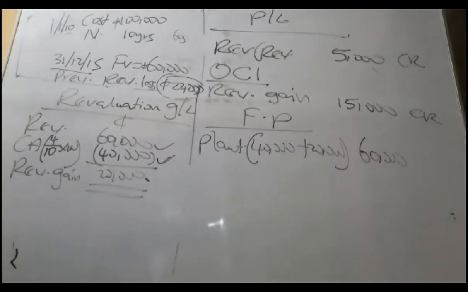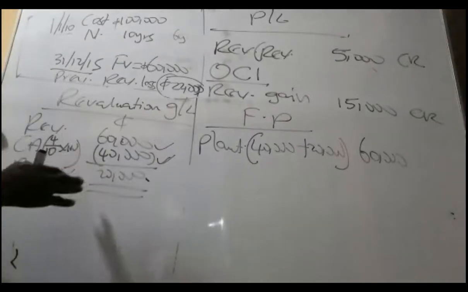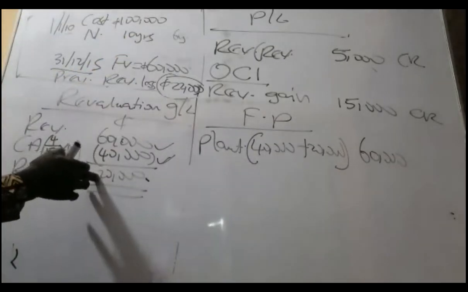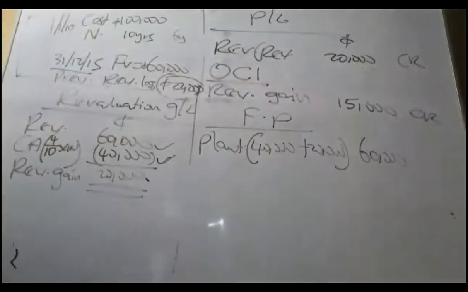If the loss happened to be 22,000, it means that the gain that we have is not enough to even clear all of it. So nothing will go to the OCI. So the entire gain will be what? Used to set off some part of the loss. So the entire gain of 20, in the P&L, I record the 20. It must be released to go and cancel the entire loss. So all the 20 must be released to the P&L to offset.